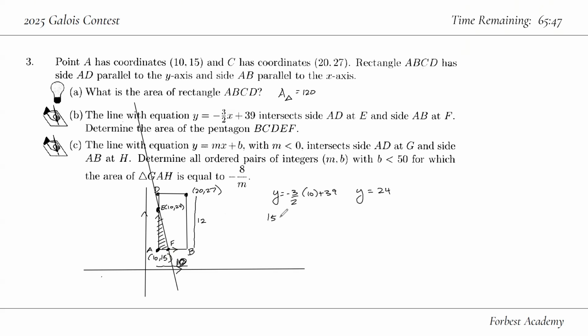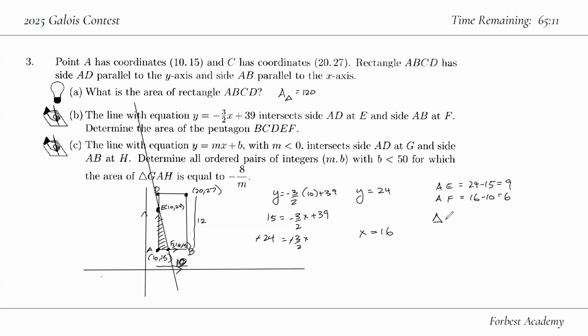Okay, now let's do the same for F, except for F, we know the y value is 15. We don't know the x value. So we have negative 24 equals negative 3 over 2 x. Negatives cancel, and we get x equals 16. So we have this guy here is (16, 15). And so AE is equal to 24 minus 15 equals 9. And AF is equal to 16 minus 10, which is 6.